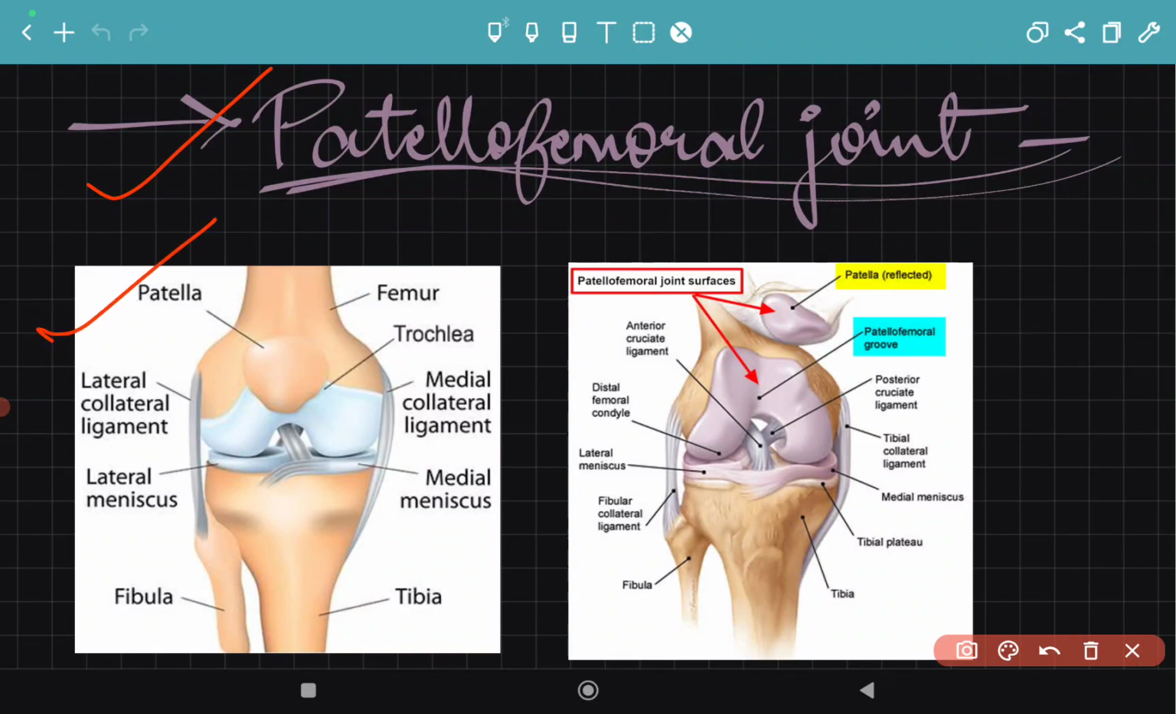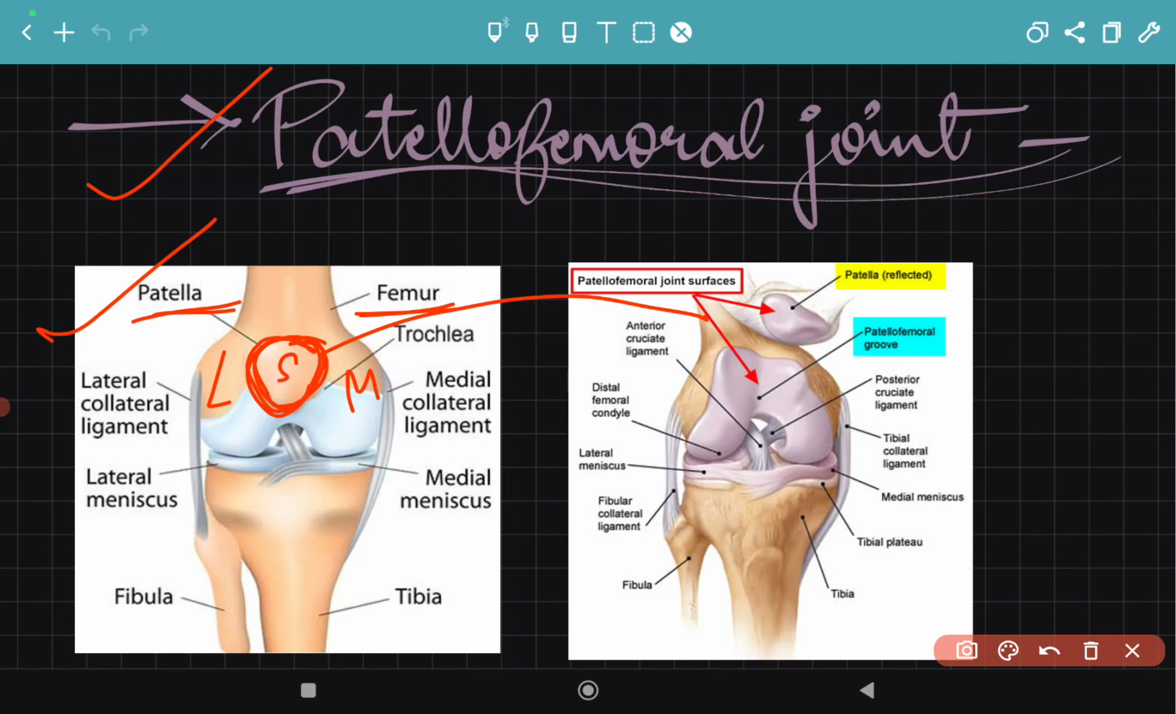As in this diagram, we can appreciate the patella articulating with femur present at the femoral sulcus. So this is lateral condyle, this is medial condyle, and this is the sulcus where in normal knee extension position the patella sits on this femoral sulcus.